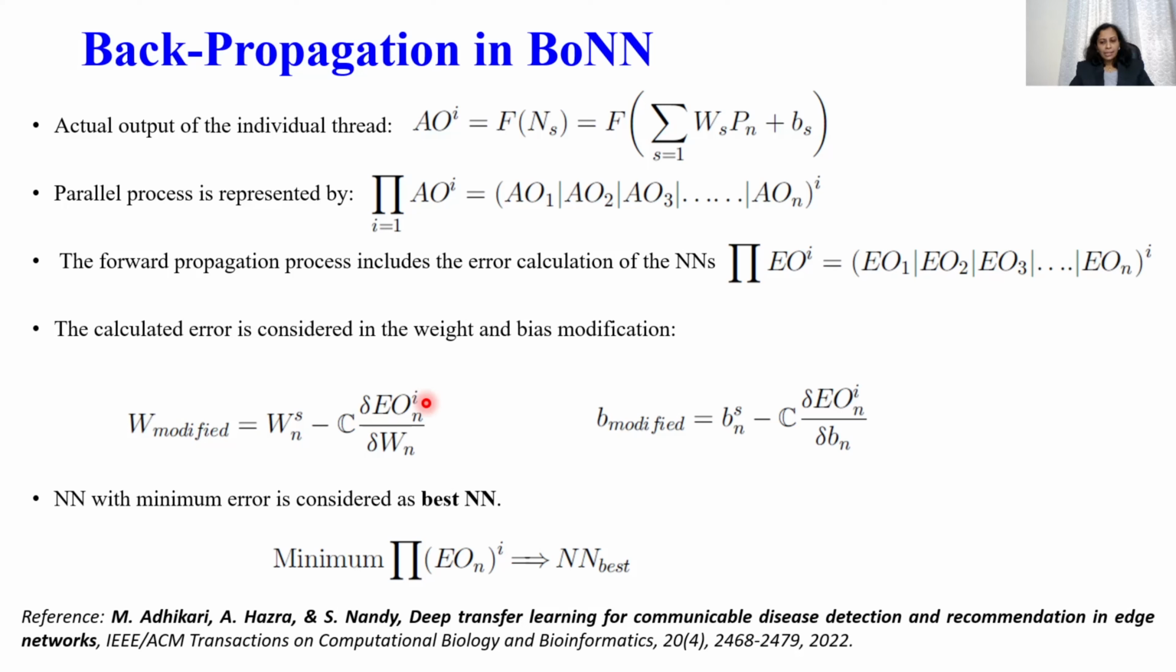The calculated error is considered in the weight and bias modification. The modified weight is calculated by taking the derivative of error with respect to the nth weight, and C is the learning rate. Similarly, the modified bias is calculated by taking the derivative of error with respect to the nth bias. The best performing neural network is identified based on the error calculation. The neural network with minimum error is considered as the best performing neural network.